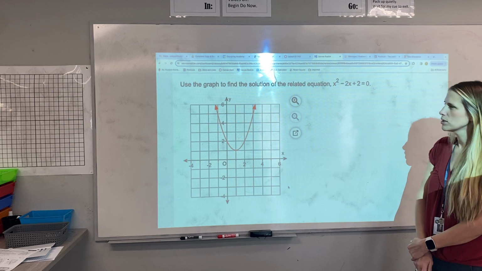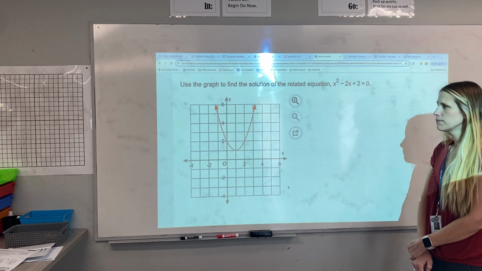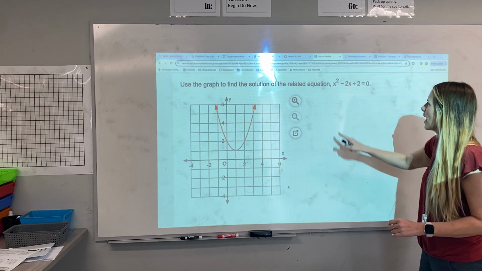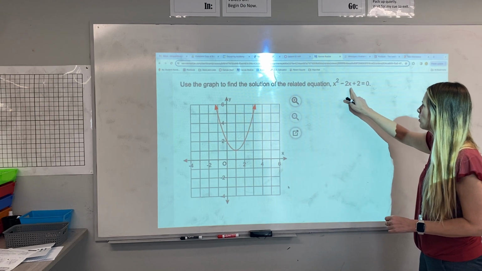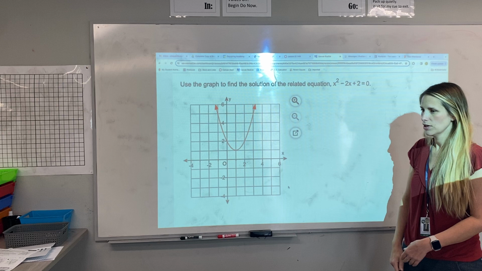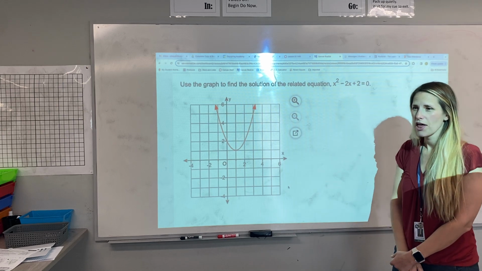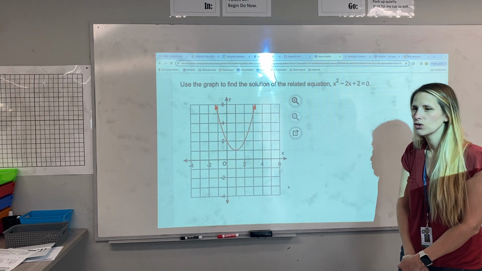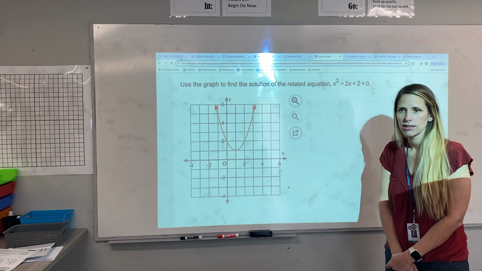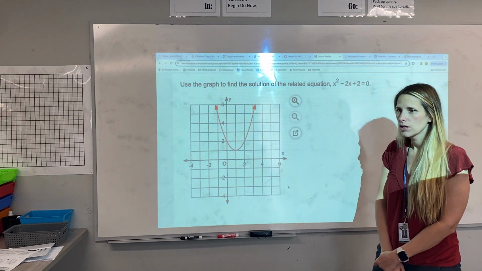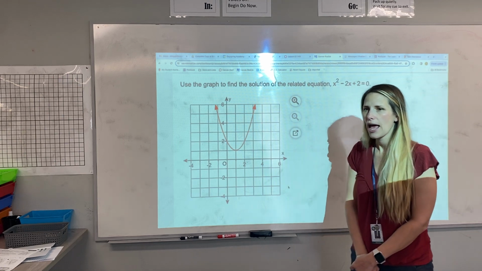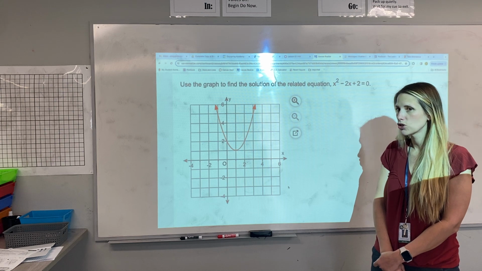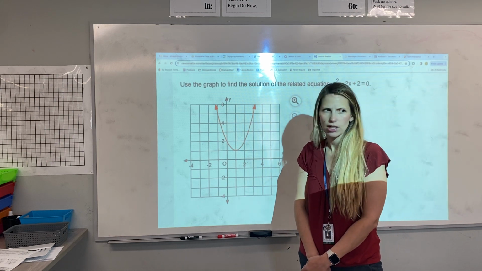We could have one solution or two, or none, of the related equation x squared minus 2x plus 2 equals 0. Great news about this problem: they graph it for you. All you need to do is find where what? How do we find the solution? Right, but where do we look when we're looking for the solution to a quadratic equation?